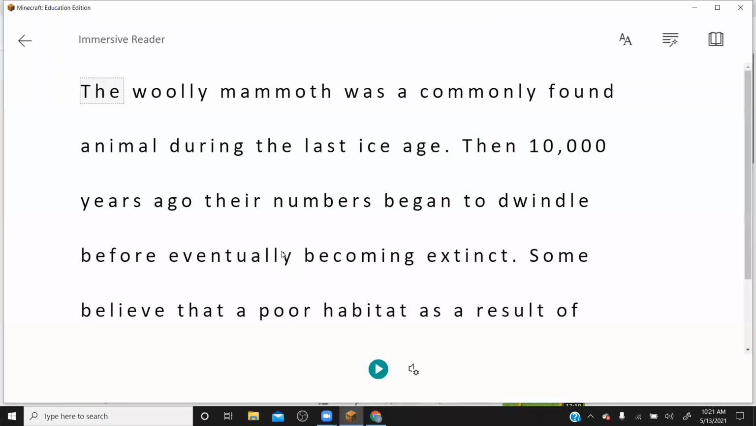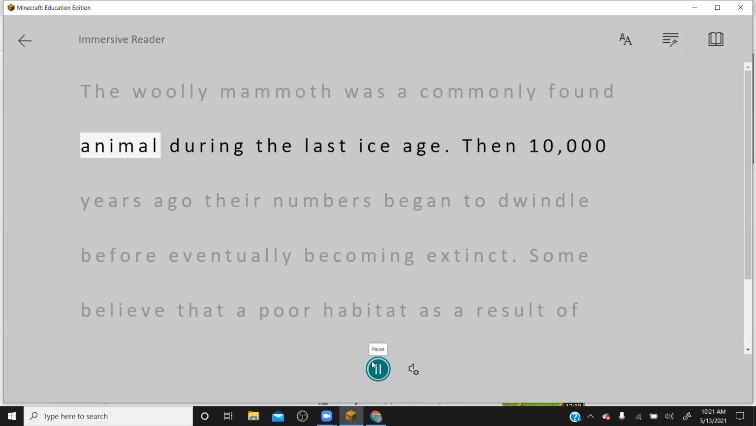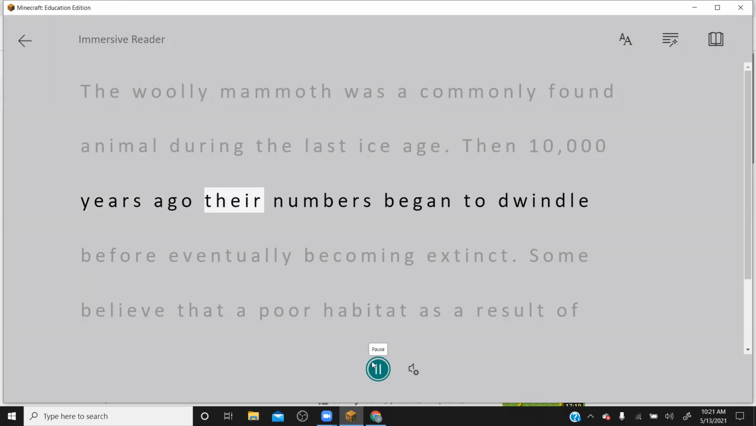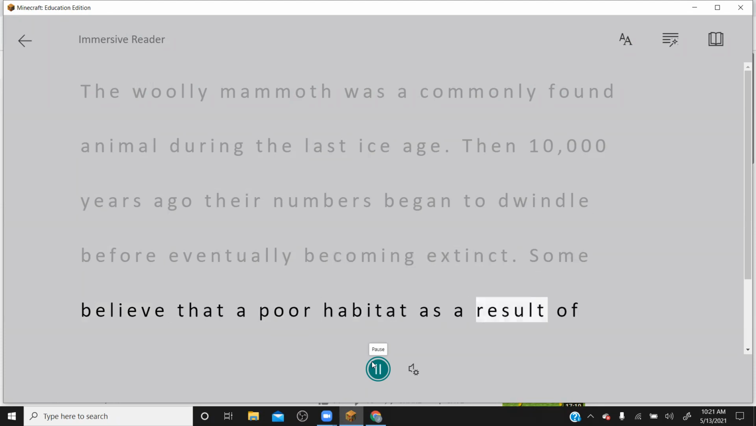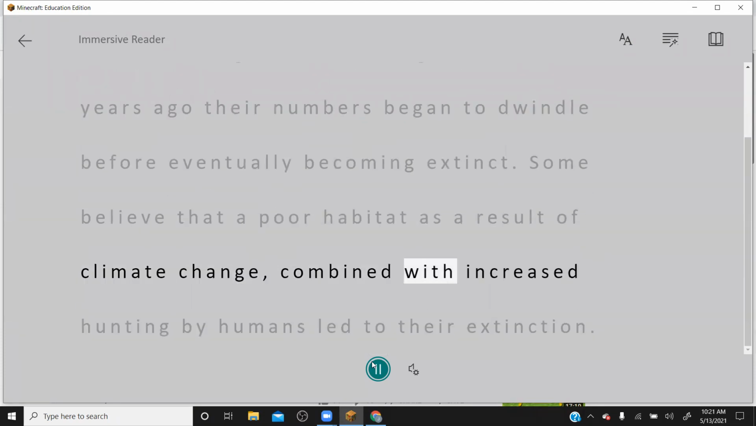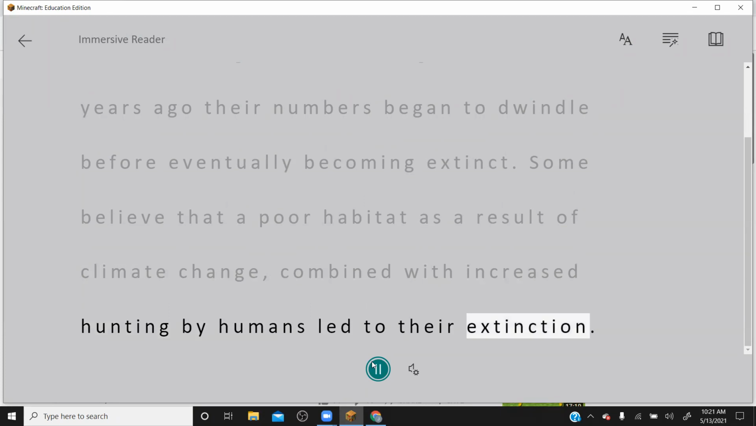Wonder what caused them to go extinct. The woolly mammoth was a commonly found animal during the last ice age. Then 10,000 years ago their numbers began to dwindle before eventually becoming extinct. Some believe that a poor habitat as a result of climate change, combined with increased hunting by humans, led to their extinction.